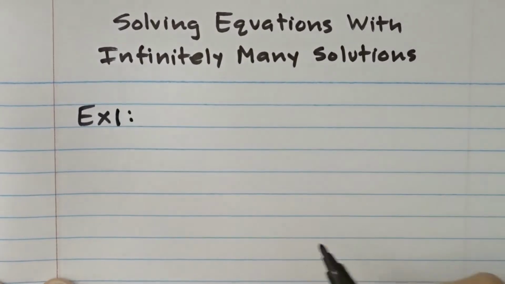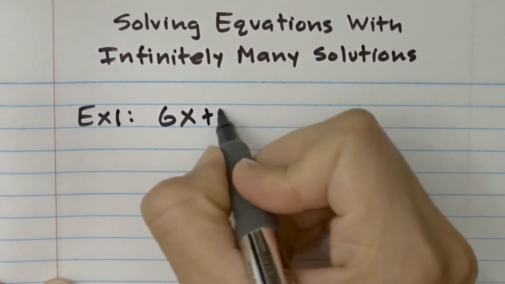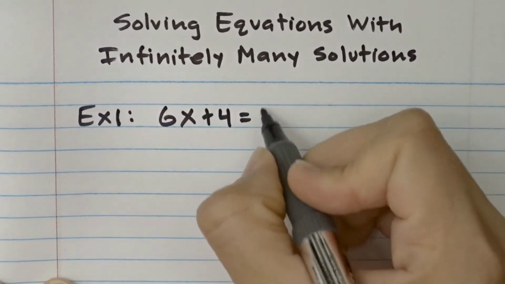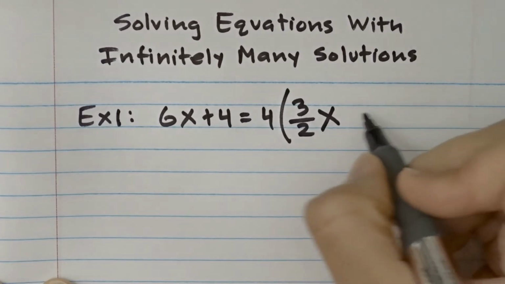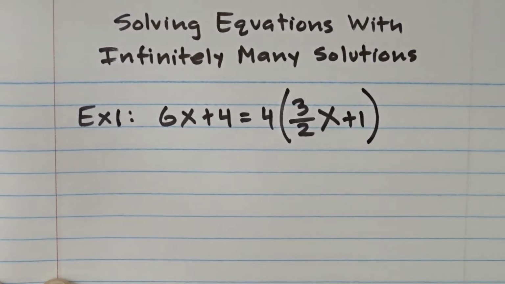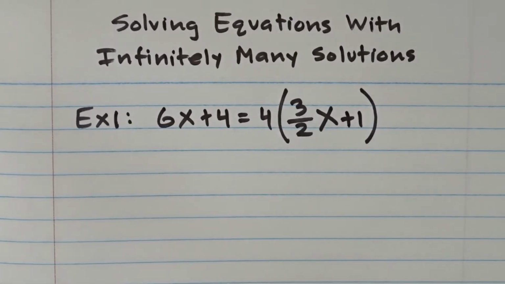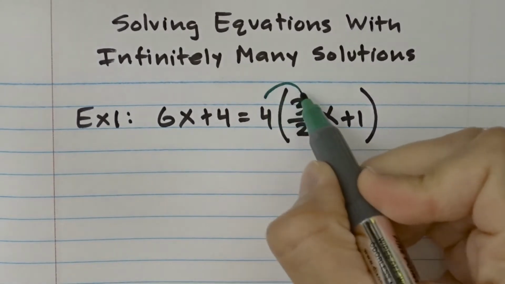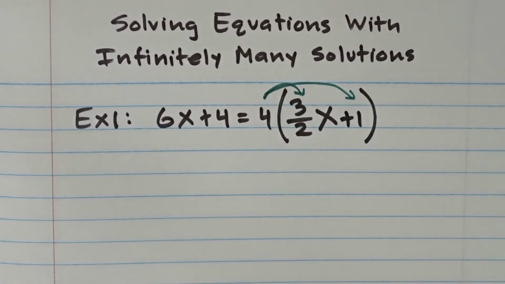Example 1, and that's going to be 6x plus 4 equals 4 times 3 over 2x plus 1. Now, same process as before: even before you start doing inverse operations to isolate your variables, we want to make this simpler before we start solving. So we're going to distribute this 4 into the parentheses, and by doing that, the parentheses will no longer be there. Now, yes, that's a fraction, and that's perfectly fine.